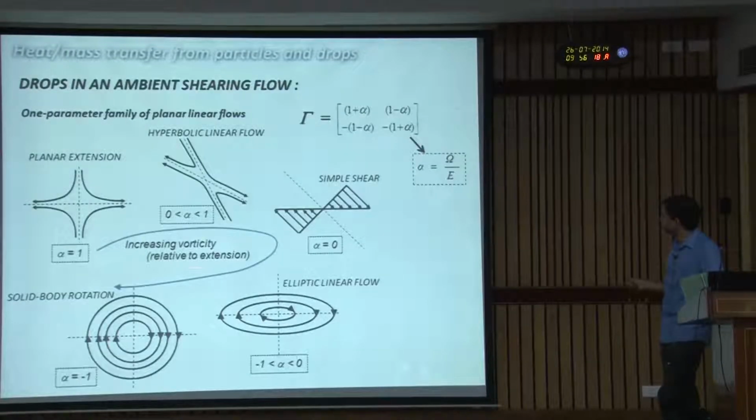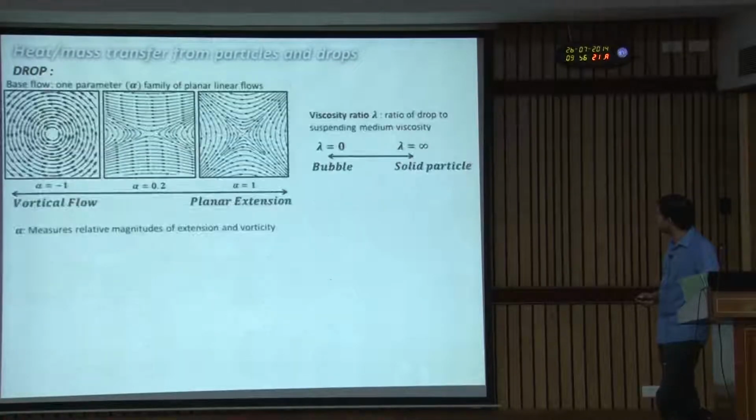So this is again the same family of linear flows. Okay? So just the same sketch. Now I have an additional parameter, remember? So one parameter is the flow parameter, which tells you the ratio of extension to vorticity. The other parameter is the viscosity ratio. Okay? So lambda is the viscosity of the drop to the viscosity of the ambient, and lambda equals 0 is the bubble, okay, and lambda equals infinity is the solid particle.